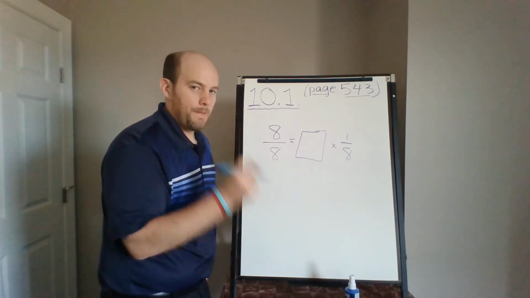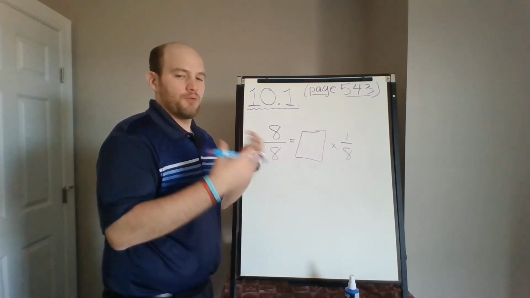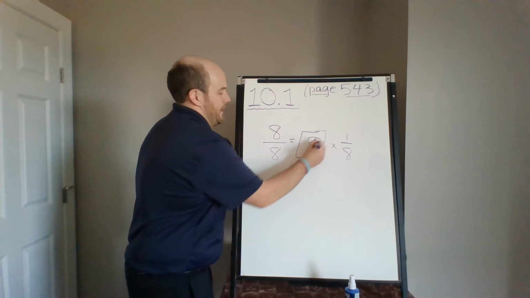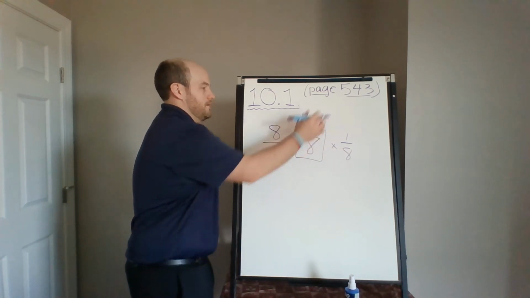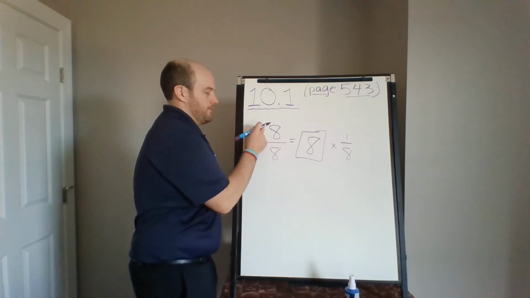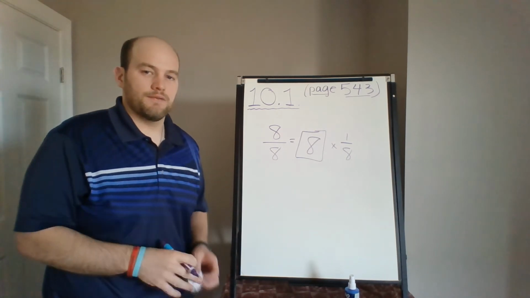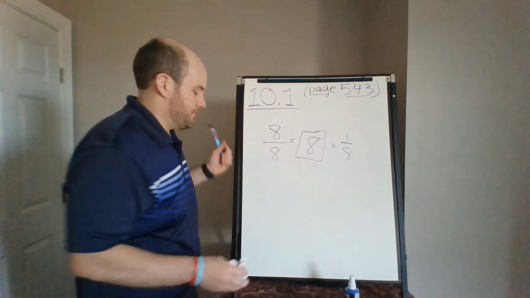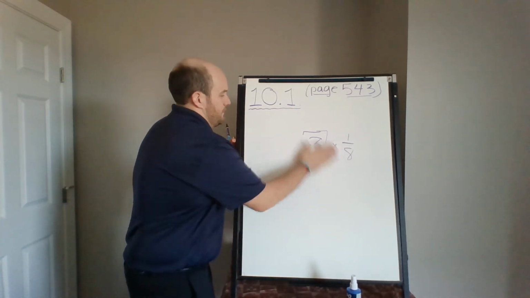Boom, boom, boom. It should become pretty fluent and fluid for you, because this number is going to be 8, because this number times the numerator would give you 8/8, because the denominators never change. If you're a little confused, it's okay, but this should be pretty easy.